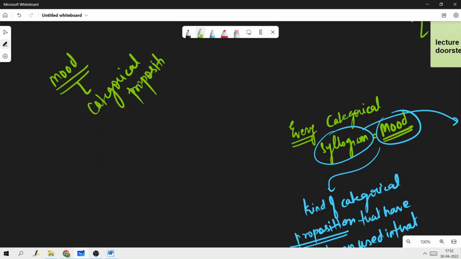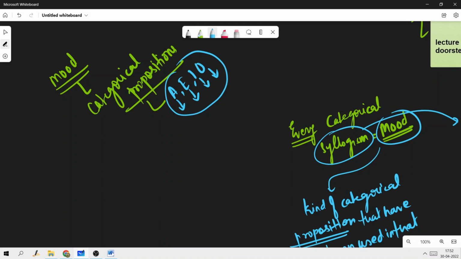And what are the categorical propositions? There are a total of four categorical propositions. We have done them in a separate lecture and extensively discussed their nature: A, E, I, and O. That is universal affirmative, universal negative, particular affirmative, and particular negative. So mood is dependent on the nature of the categorical propositions that have been used in that syllogism. Are you getting the point? So there are four categorical propositions, A, E, I, and O, and when they are used in an argument or in a syllogism, that helps us determine the mood of the syllogism.